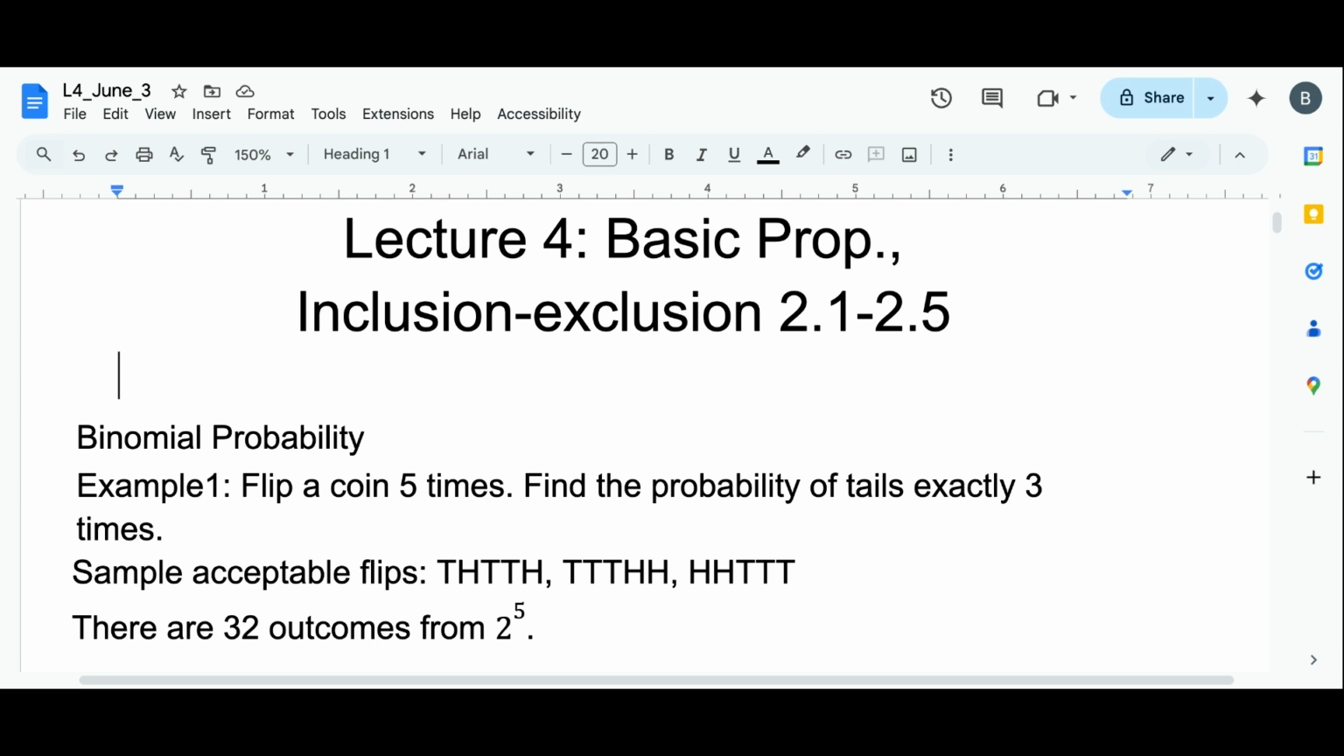Now, when you flip a coin 5 times, by the multiplication principle, the number of outcomes is 2 to the 5th power, because in each flip you have 2 possibilities. So it's just 2 times 2 repeatedly. 2 to the 5th is 32.